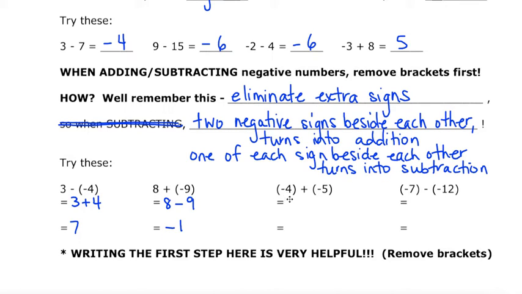Then I move on to the next one. I have negative 4 to begin with. I have a plus beside a negative. That turns into a negative 5, or subtraction. And negative 4 take away 5 is negative 9.